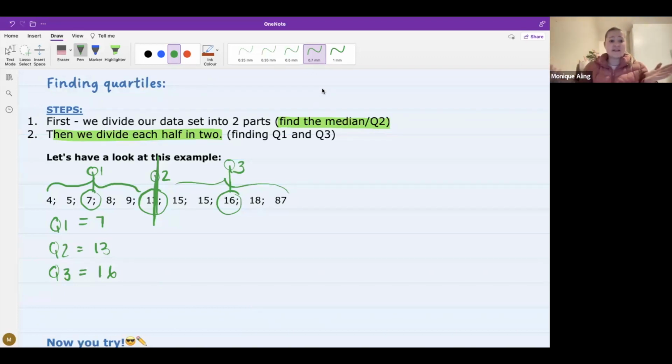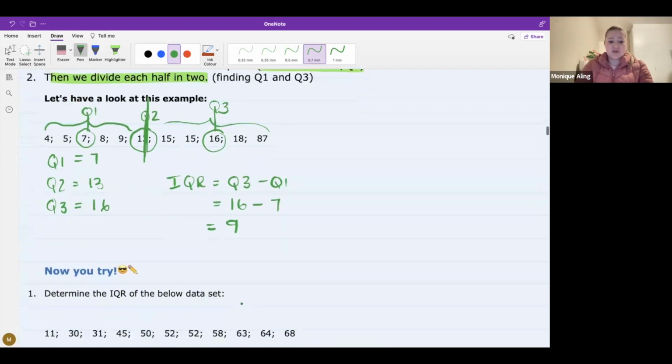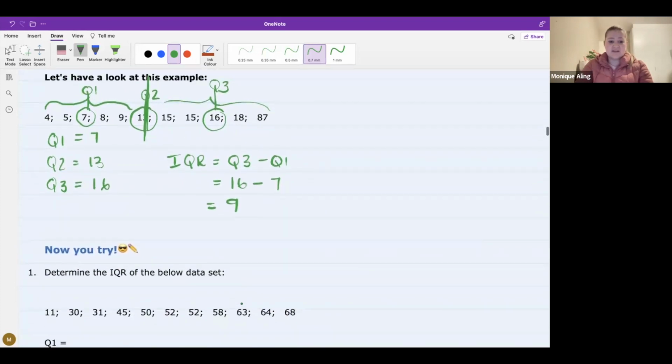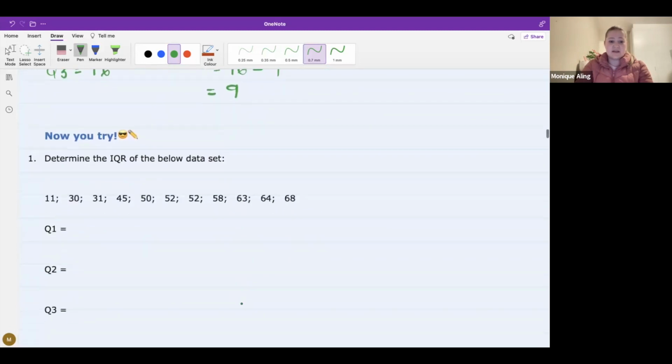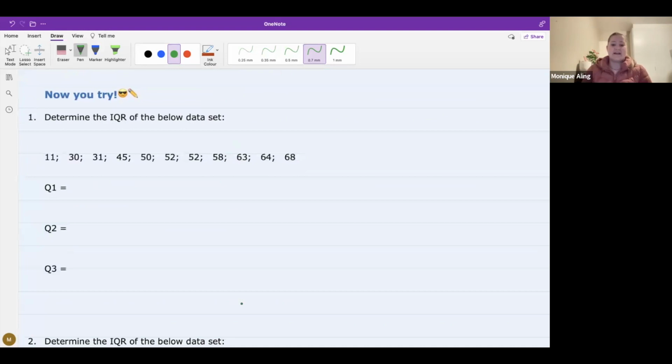Okay, and then if they asked us to find out the interquartile range, our IQR, we say Q3 minus Q1, so 16 minus 7, which gives you 9. Okay, so that's just a quick reminder of how we find our quartiles and the IQR. I'm going to give you guys a chance now to try one for yourselves. Okay, I'm going to give you a couple of minutes.